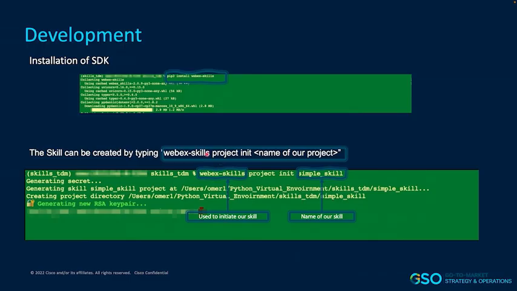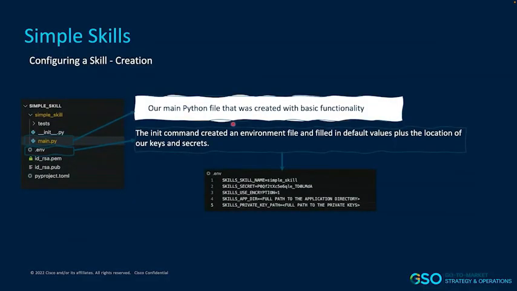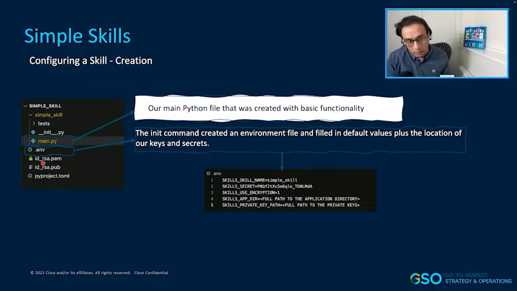To create our skill project and start with our skills, we can use the project init command followed by the name of our project. You will notice whenever we run the project init command, it creates a file structure similar to the one you can see on my screen. It creates your public and private keys. If developers want to change those keys, they can create their own encryption keys and modify them as per their requirements.